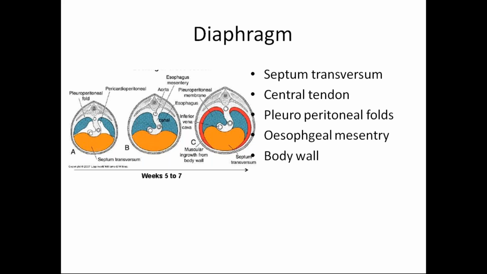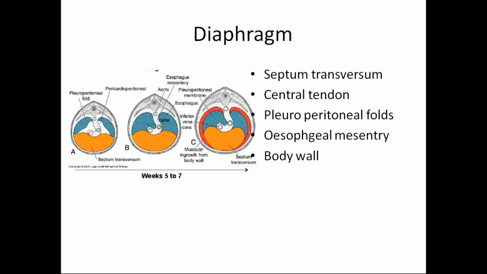And what do we see? What are the components which are forming the diaphragm? It's the septum transversum, the central tendon. The central tendon is the part which is connecting it to the pericardium, the fibrous pericardium. The pleuroperitoneal folds, which I showed you in the previous pictures, many pictures, how they are coming in. And they are also helping in obliterating the spaces.